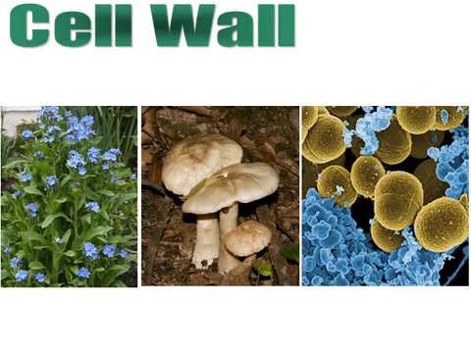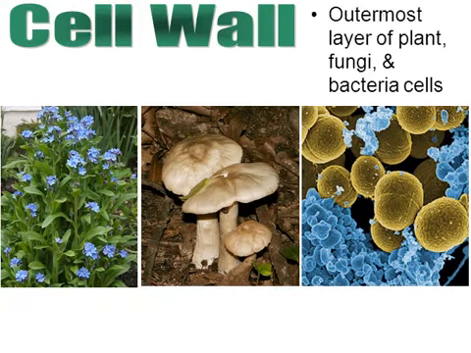So the next part I want to mention is the cell wall. And so this is the outermost layer of plants, fungus, and bacteria cells. So from left to right, we have plants, fungi, and bacteria. Notice animals, like humans, do not have a cell wall.